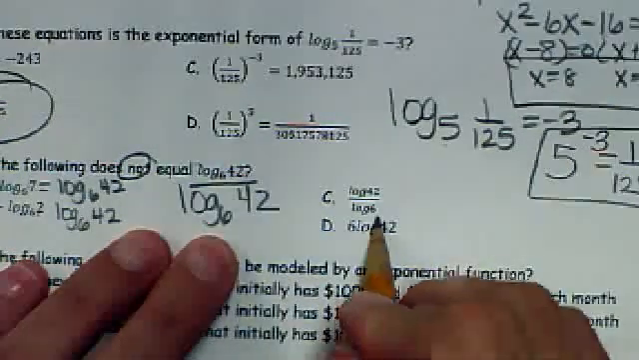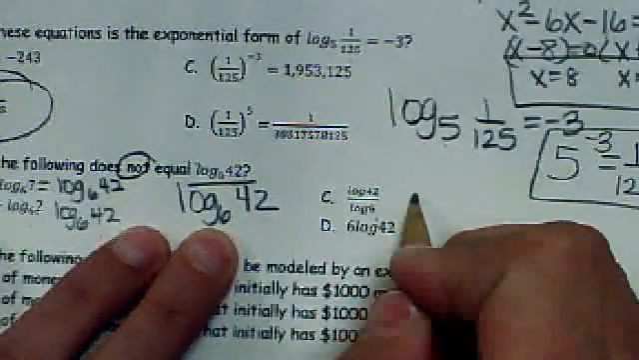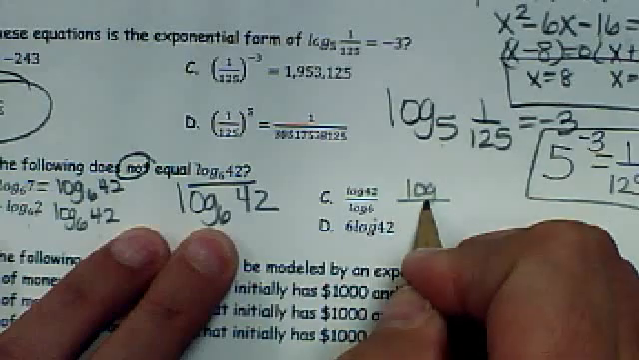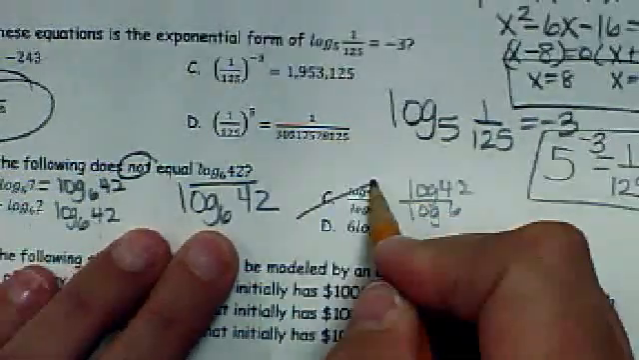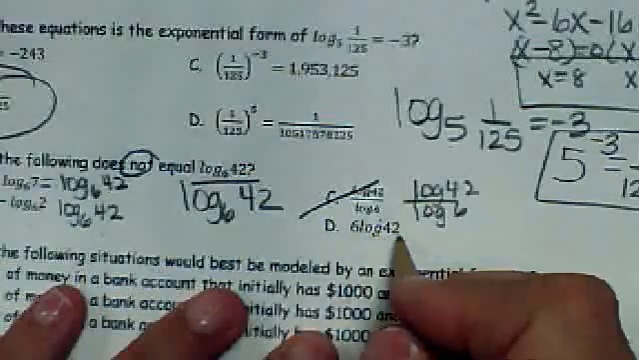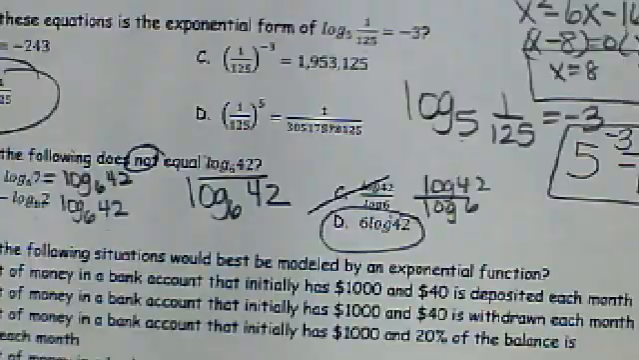If we look at C, C uses the change of base formula. Change of base is log of 42 over log of the base, so log 6. So C is not it because C is set up correctly. Has to be answer D. D is the one that does not work.